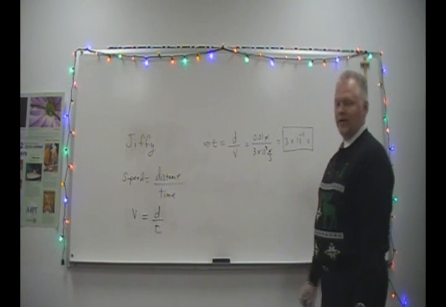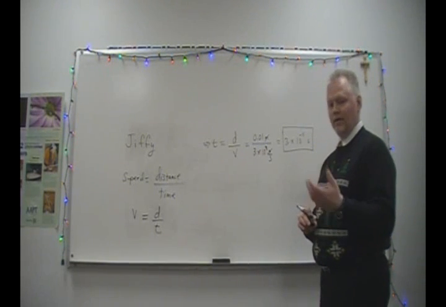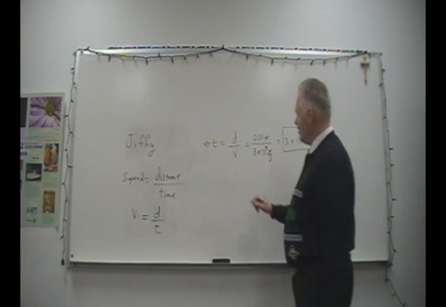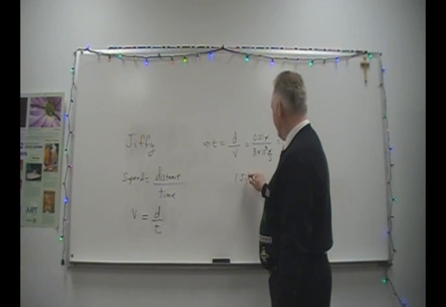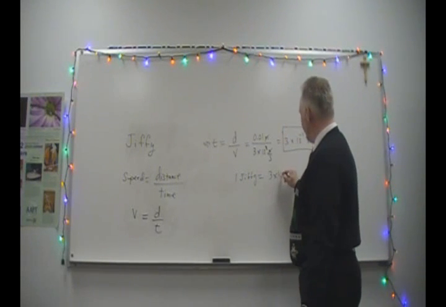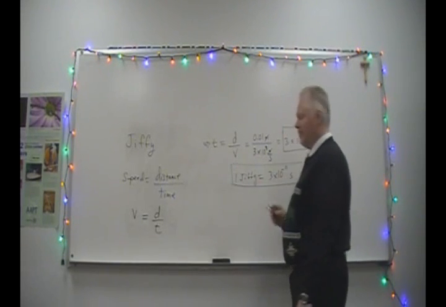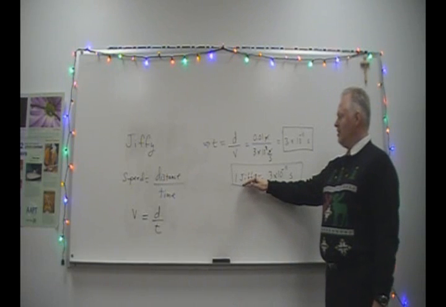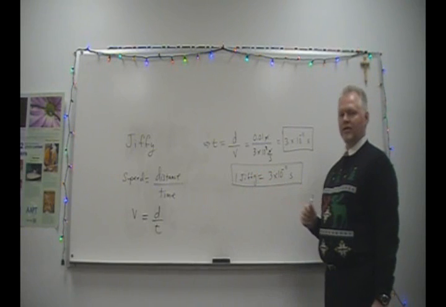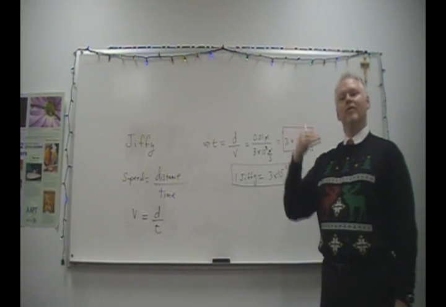Now, the other question we dealt with was a conversion problem. How many jiffies are in a minute? Well, we can use this as our conversion factor. This is telling us that 1 jiffy equals 3 times 10 to the negative 11 seconds. That's a conversion factor. We could write it two different ways. We could write it jiffies per second or seconds per jiffy. I'm going to write it as jiffies per second. And then I'm going to convert the seconds to minutes. And then I'll have jiffies per minute.